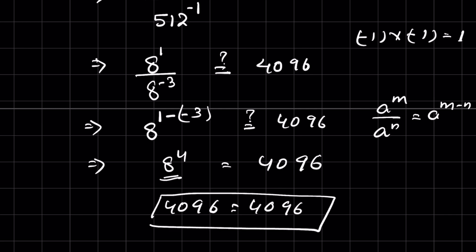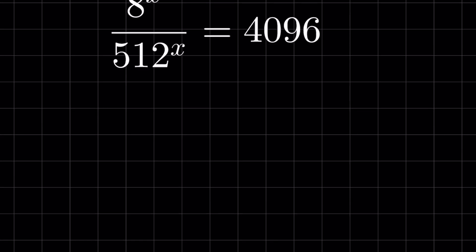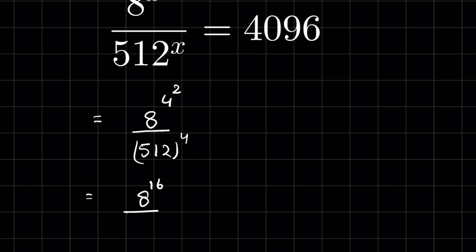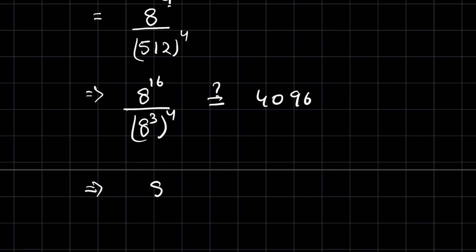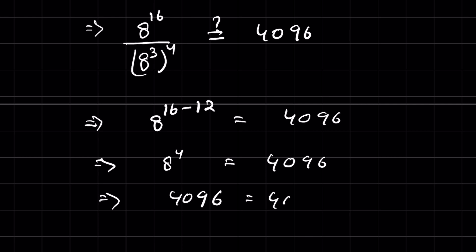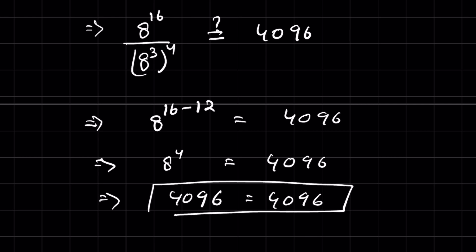Answer is verified. When x is 4, in that case we have 8 raised to the power 4 square upon 512 raised to the power 4. This is 8 raised to the power 16 upon, 4 square is 16. 512 is 8 raised to the power 3 whole raised to the power 4. Check whether it is equal to 4096, or 8 raised to the power 16 minus 12 is equal to 4096. 8 raised to the power 4 is equal to 4096. LHS is equal to RHS. Answer is verified.